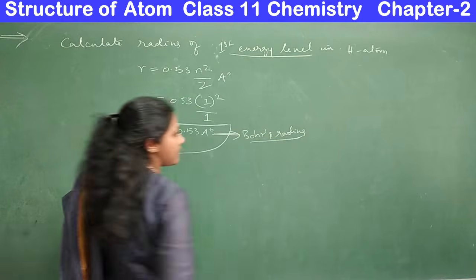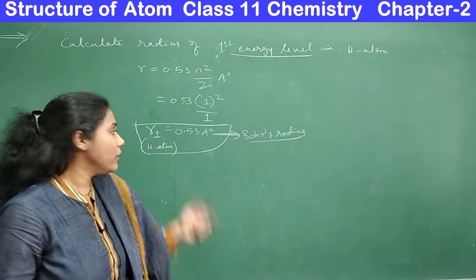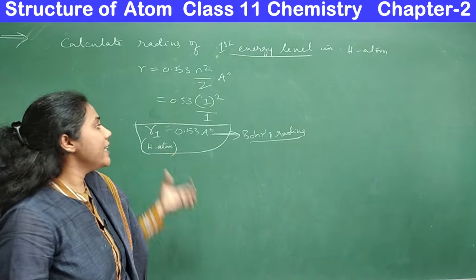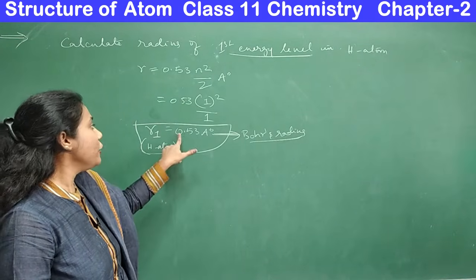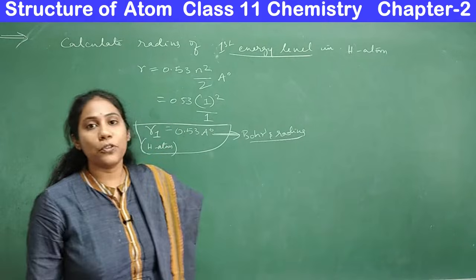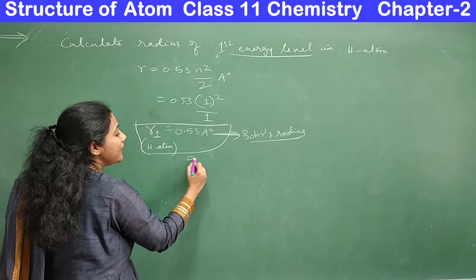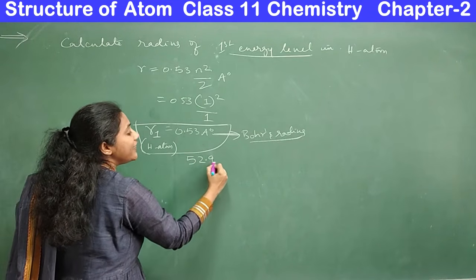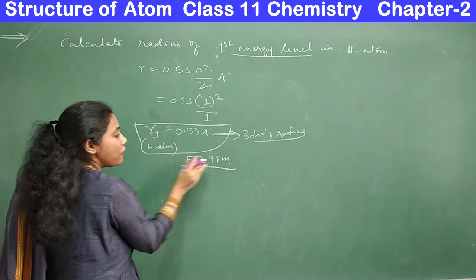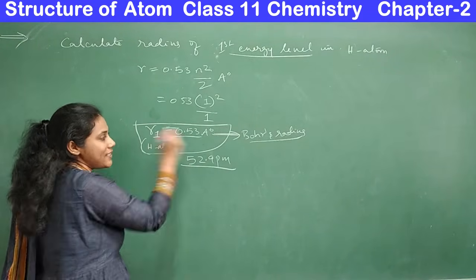It was asked in one of the question papers of NEET. So which one is called Bohr's radius? 0.53 angstrom. This value itself is called Bohr's radius. And if you want to talk about this value in picometer, it is 52.9 picometer. In case of picometer, it is this much. In case of angstrom, it is this much.